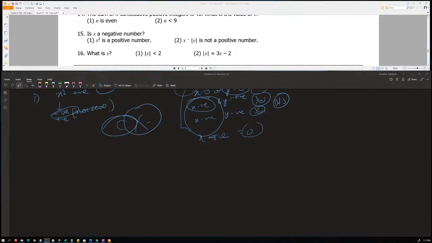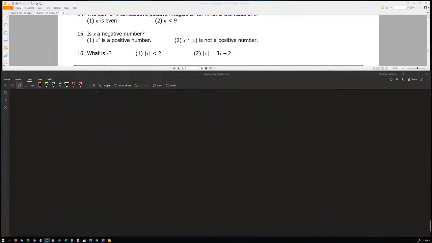Hey, so today we'll be starting with question number 16. The question number 16 is here. It says, what is the value of x? So, very easy questions. What type of question do we need to get one particular value?